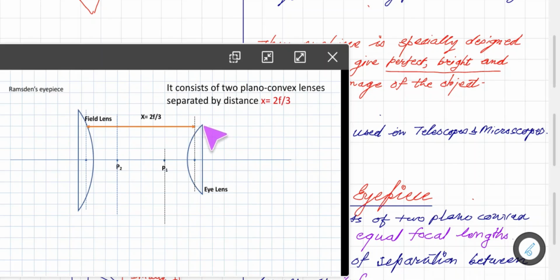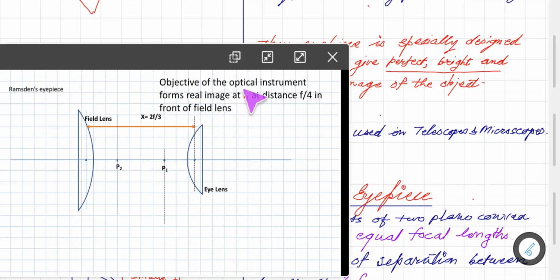Now these lenses are separated by this distance. The objective of the optical instrument forms a real image I1 at a distance f/4 in front of the field lens. Now we are going to talk about the objective of the optical instrument. So first we will consider what the objective is, and then how it forms the real image at I1, which is basically an object for the eyepiece.